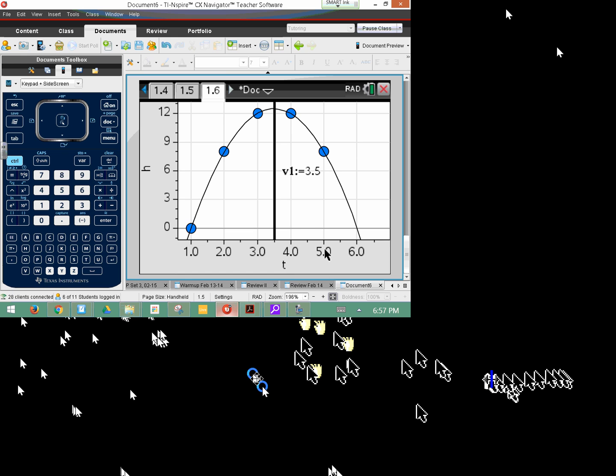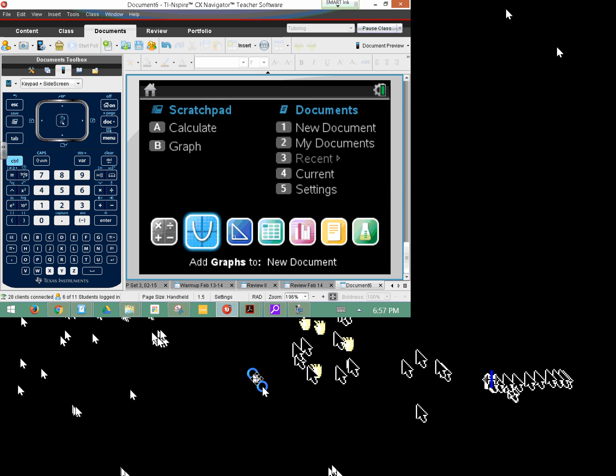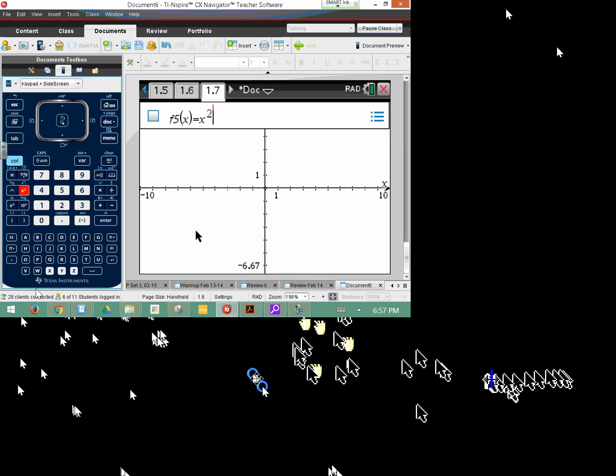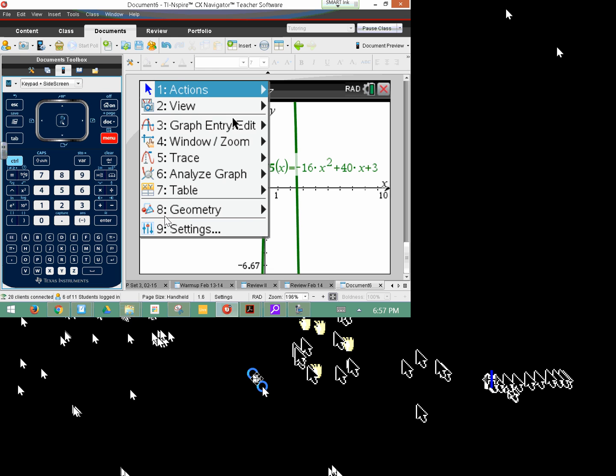So let's just go home screen, put a graph. We actually probably had a graph somewhere. Well, I'm just going to put it in again. Don't use t, use x. And I need a negative 16. Negative 16 x squared. I believe that was a plus 40 x plus 3. All right. There's that graph again. We can use graph trace to find the max.